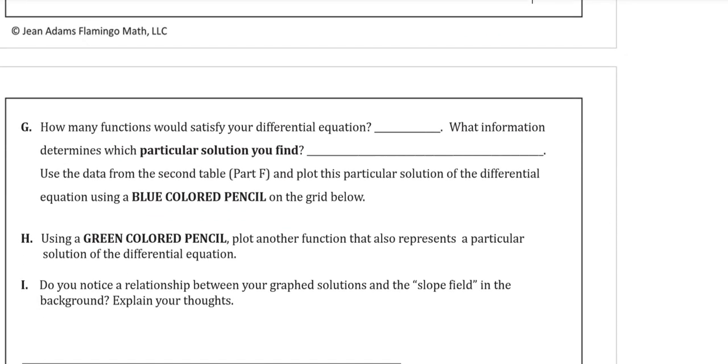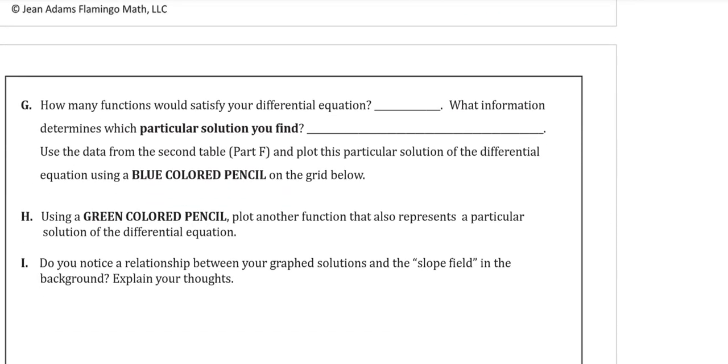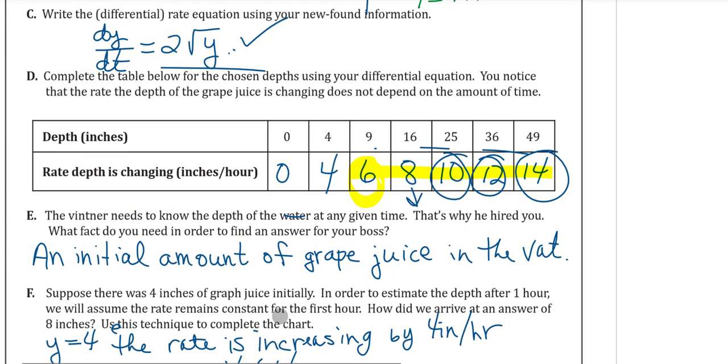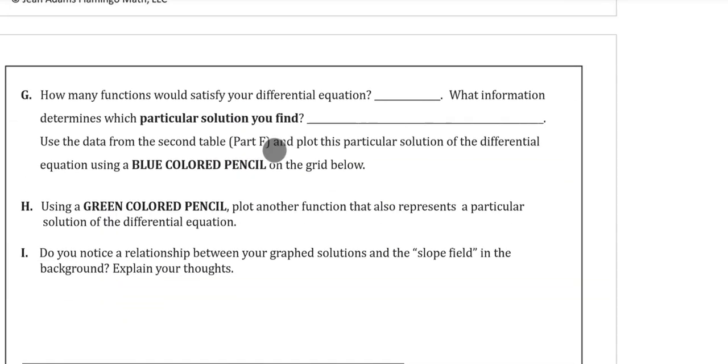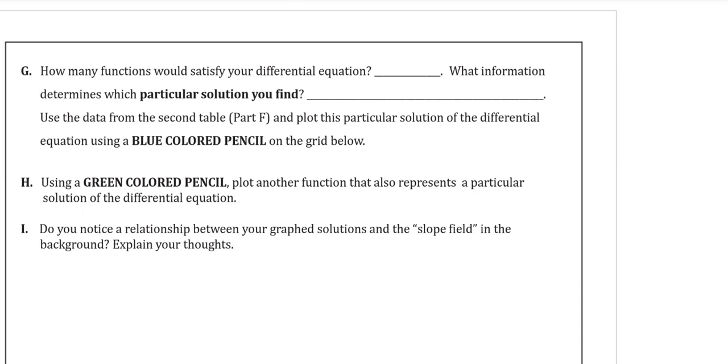Okay, so how many functions satisfy our differential equation? Going back to where we started, our initial differential equation right here in part A, there is an infinite number of solutions. What information determines what particular solution you'll find? And that is, of course, the initial value. Then we were able to determine exactly how much grape juice was in the vat.